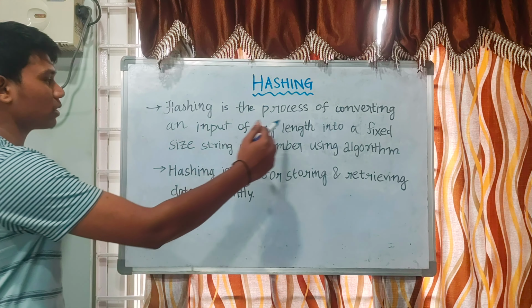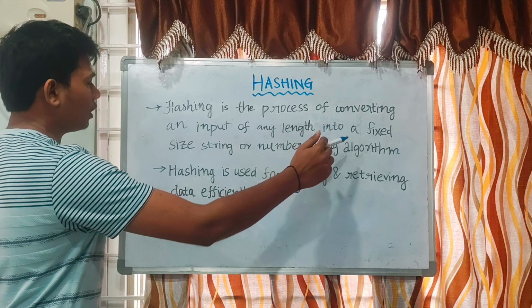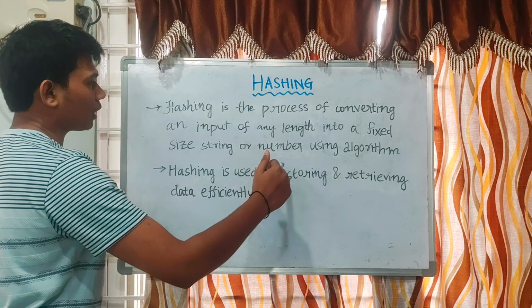Basically, hashing is the process of converting an input of any length into a fixed size string or number using some algorithm. In hashing, we will be converting a large number into a small number or a number of fixed size using some particular algorithm. Basically, we use hashing for storing and retrieving data efficiently. So, by using hashing, we can retrieve and store data in order of one time.